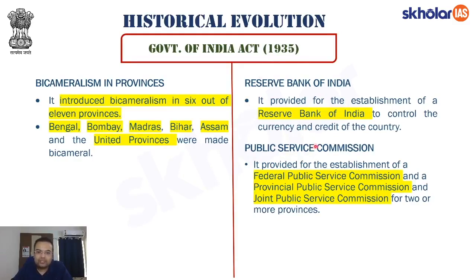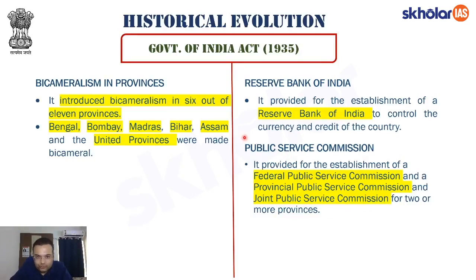Another important point, that it was Government of India Act 1935 which provided for establishment of what? Federal Public Service Commission, which we today call Union Public Service Commission, Provincial Public Service Commission, that is State PCS as we call it, and then Joint Public Service Commission for two or more provinces. So a common Public Service Commission needs to be created for two or more provinces. It will be called Joint Public Service Commission.